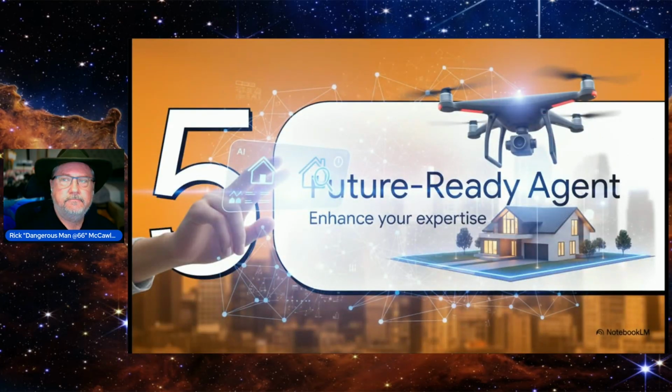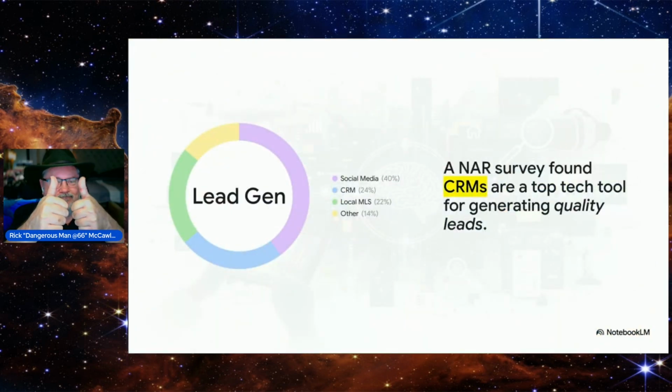So, after all that, what does this mean for you, the agent of the future? Look, it's not about learning to code or becoming a tech genius. It's about grabbing these amazing tools to make your human expertise even more powerful. And the data absolutely backs this up. A recent survey from the National Association of Realtors found that CRMs are already the number 2 tech tool for getting quality leads, right after social media. And as these CRMs get smarter and smarter with AI, you can bet that number is only going to climb.